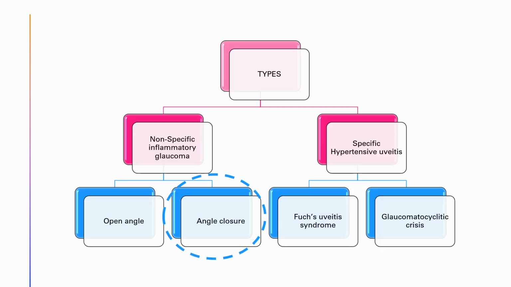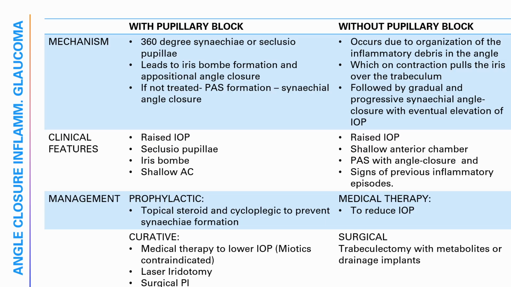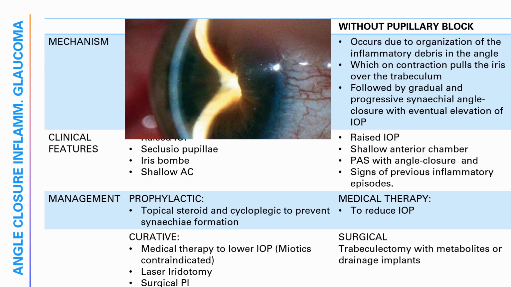Now coming to angle closure glaucoma of the non-specific variety, it can be with pupillary block or without pupillary block. So the mechanism of glaucoma development in pupillary block is the formation of 360-degree synechiae or seclusio pupillae. And this leads to formation of iris bombe and appositional angle closure. If it is not treated at this point, then peripheral anterior synechiae develop and it can lead to synechial angle closure. The clinical features are raised IOP, seclusio pupillae, iris bombe formation, and shallow AC.